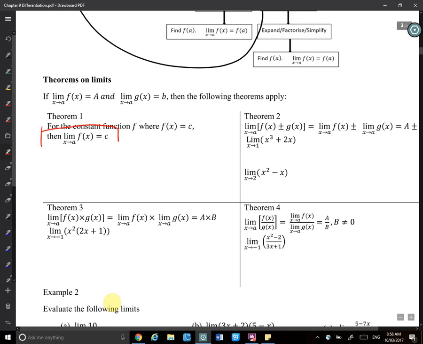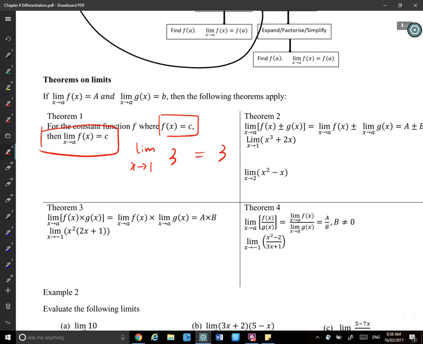The first one is the limit as x approaches a of f(x) equals c, if the function is a constant function. Which means if I have the limit as x approaches 1 of 3, that still equals 3, because there's no change compared to x. Y is not changing when x is changed. So it's always 3. It's a horizontal line and the limit everywhere will be 3. So we have, for a constant, the limit will still be the constant itself.